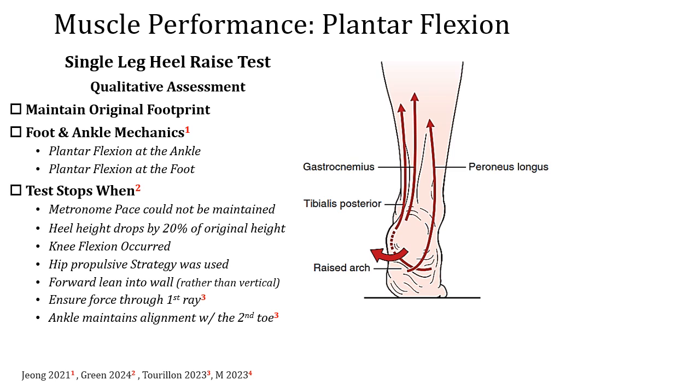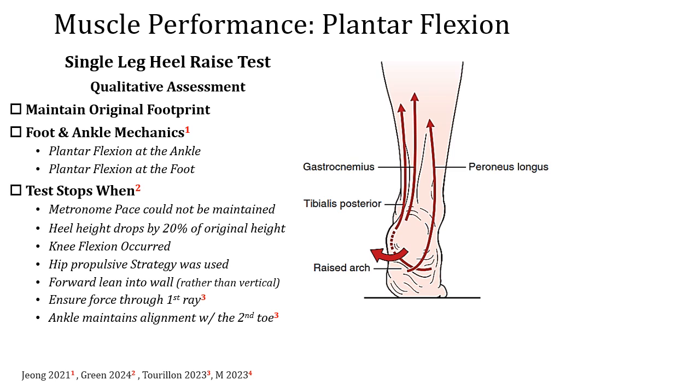For your foot and ankle mechanics, you want to have plantar flexion of both the ankle and the foot itself. I'll give an example moving forward. And then the test stops when the metronome pace cannot be maintained, heel height drops by 20%, knee flexion occurs with proper cueing and they're unable or unwilling to correct, or a hip propulsion strategy is used, where they essentially use momentum and lean forward.